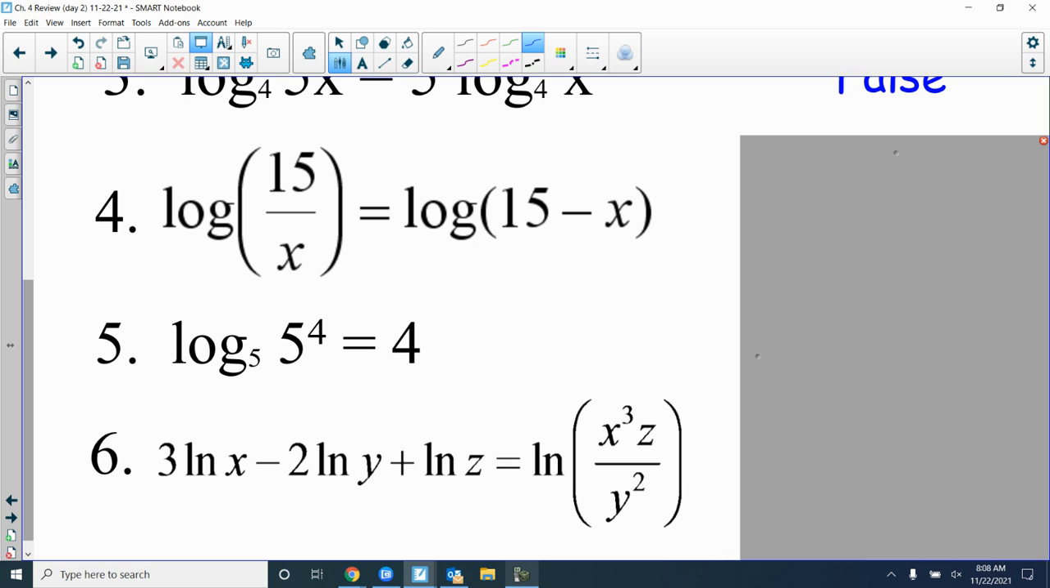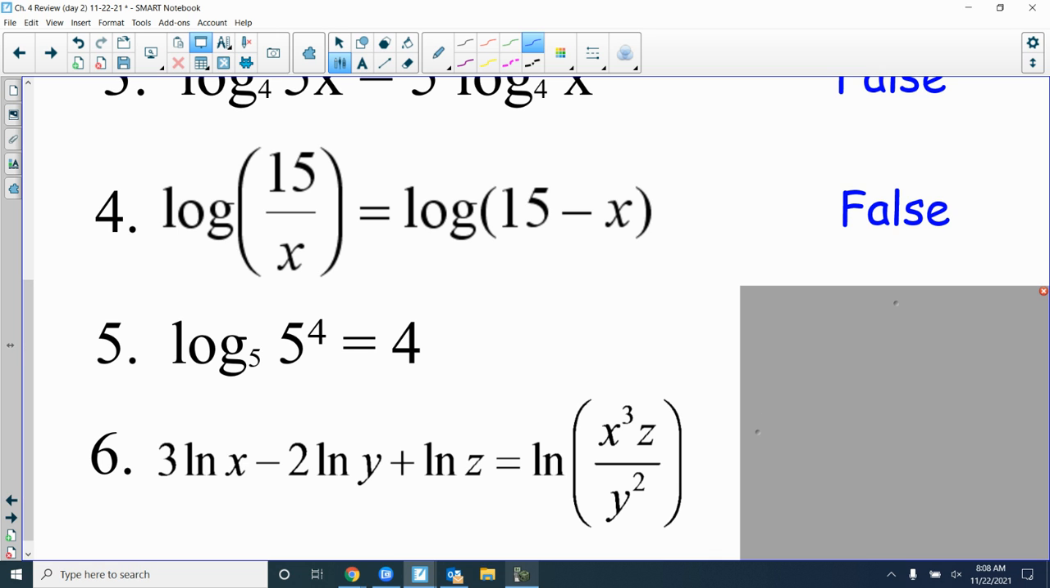All right, number 4. Carlos, what do you think? False. He says false. Correct. Carlos, what should it say? Starting on the left-hand side, what should the right hand say to make it true? Log of 15 minus log of x. Good. If it said log of 15 minus log of x, okay, then that would be correct. All right. What about next one?